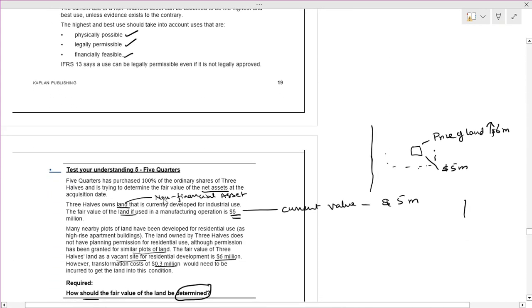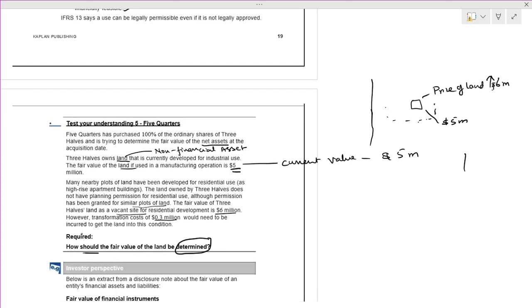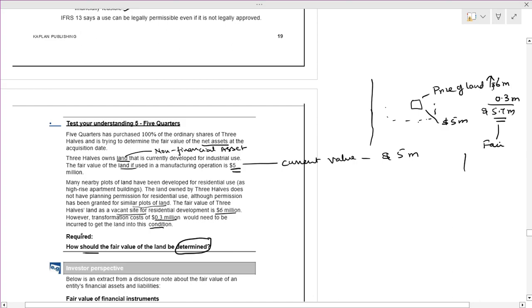Now, if you are taking 6 million, the transformation cost means the cost that would need to be incurred to get the land into this condition. The transformation cost is 0.3 million, so it comes to 5.7 million. This 5.7 million is going to be identified as the fair value. Are you okay with this? Yes, sir.